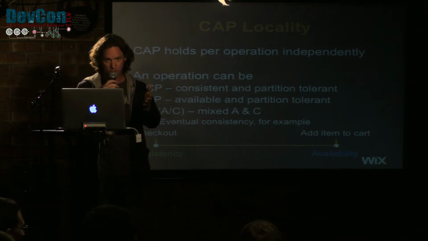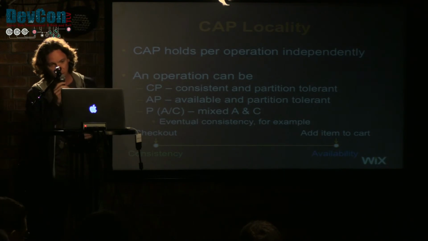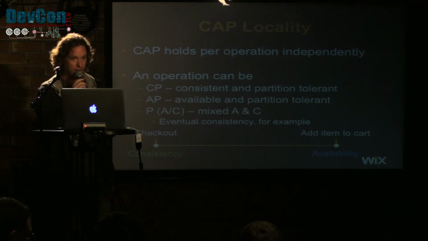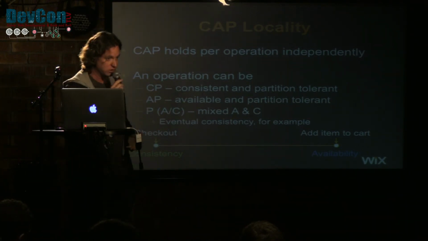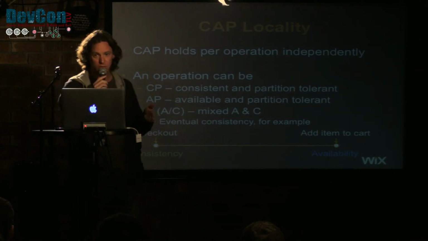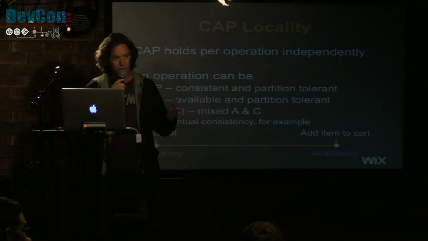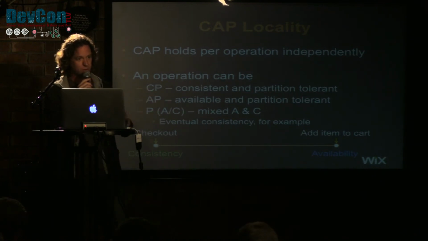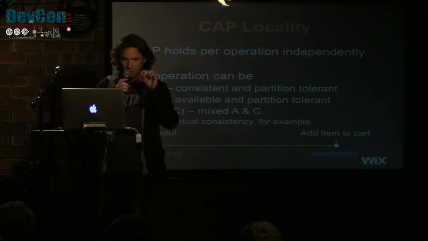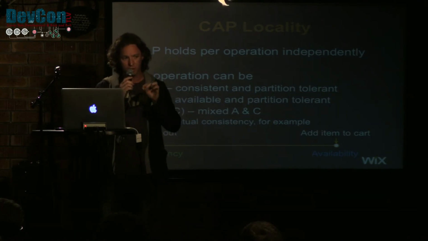For instance, in the shopping cart or e-commerce example, you can select that the checkout process will be consistent, but the add item to cart process will be highly available. And that's actually the choice that Amazon has made. As you browse the shop in Amazon and add and remove products from the shopping cart, you can see different states of the shopping cart at the same time. But once you click on the checkout button, you'll get a consistent shopping cart.